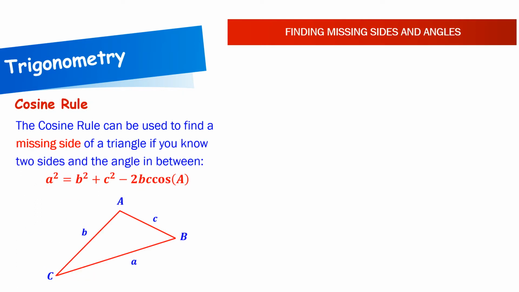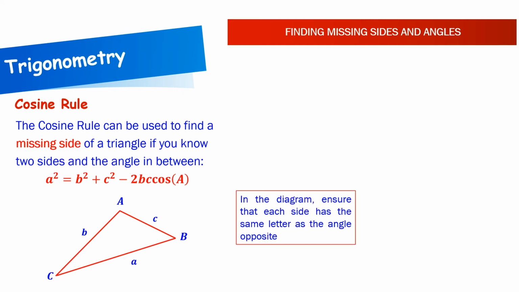And now for the cosine rule. The cosine rule can be used to find a missing side of a triangle if you know two sides and the angle in between. So considering the diagram on your screen, we have that a squared equals b squared plus c squared minus 2bc cos A.